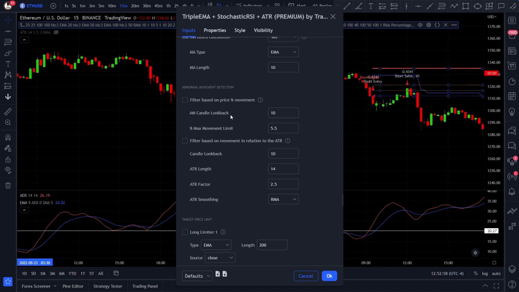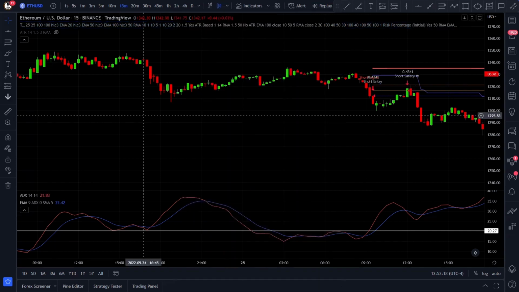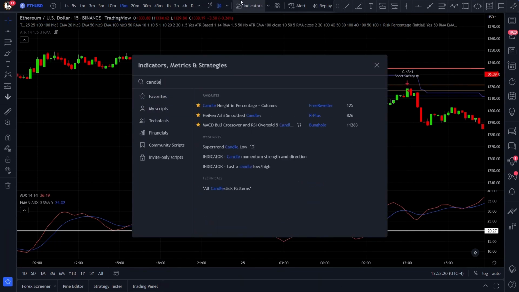The AM candle lookback sets how many candles should be checked before the entry candle. The percentage max movement limit sets the highest percentage value that one candle can move in the last X number of candles to not be considered as abnormal movement. Let me show you an example. To make it easier reading the percentage movements of the candles, add the candle height in percentage indicator again to the chart.